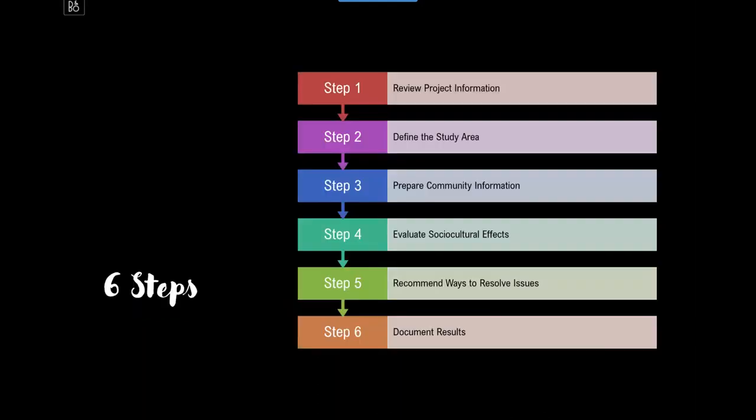So SCE is completed within 6 steps. So we have 6 issues and also 6 steps. So 6 is the magic number. And for step 1, we're going to be reviewing that project information. Let's look at that study area, make sure that we're defining that area in the best way possible, preparing that community information and evaluating then those SCE effects based on all of the data that we've compiled.